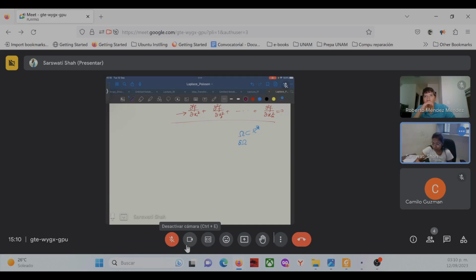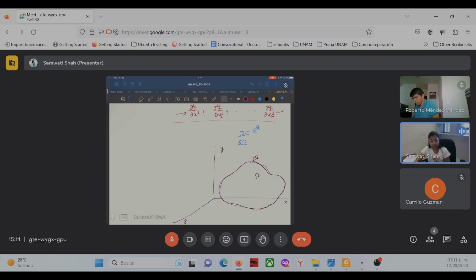Just visualize, suppose this is not a sphere, it is not a cylinder. This is a closed region in R3. Say this is omega. Then delta omega is basically the surface of this closed region. So the boundary of this closed region is going to be the surface of this region. That is a small detail. We are going to use these details at every step, so you should be aware of these things.